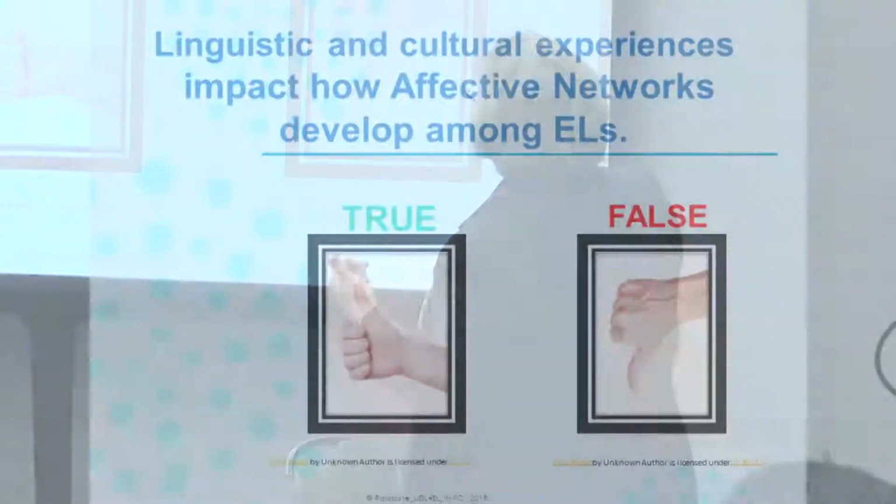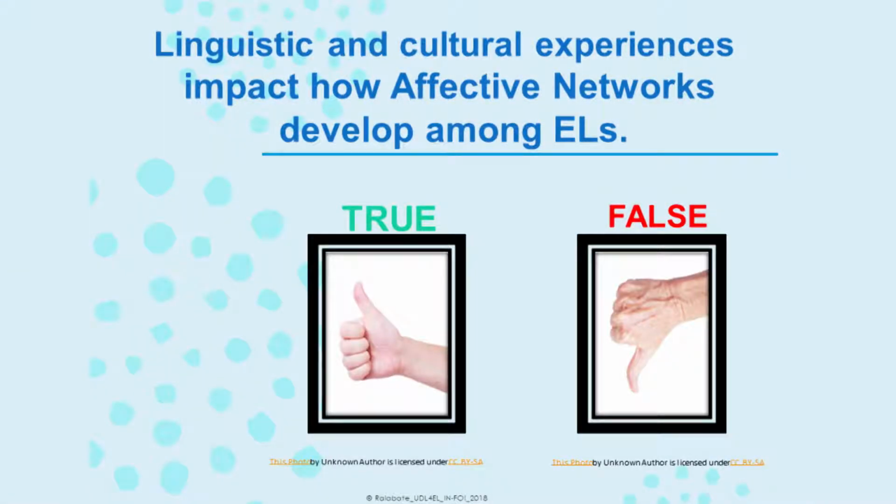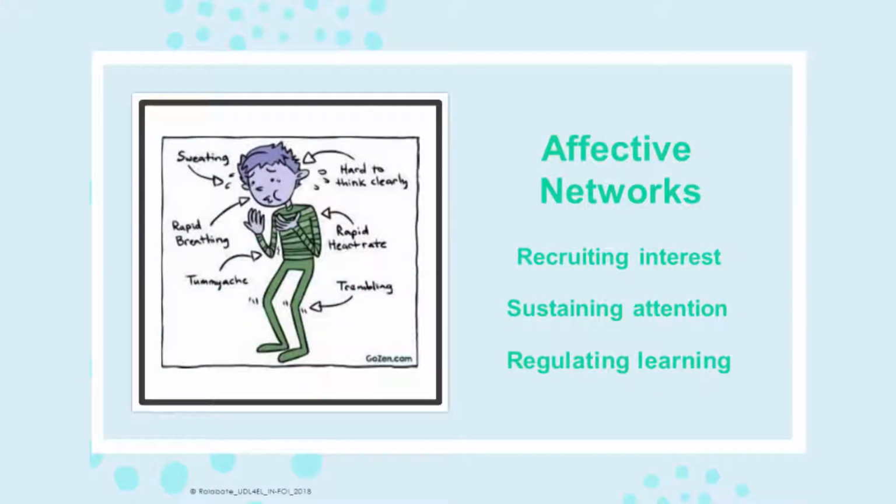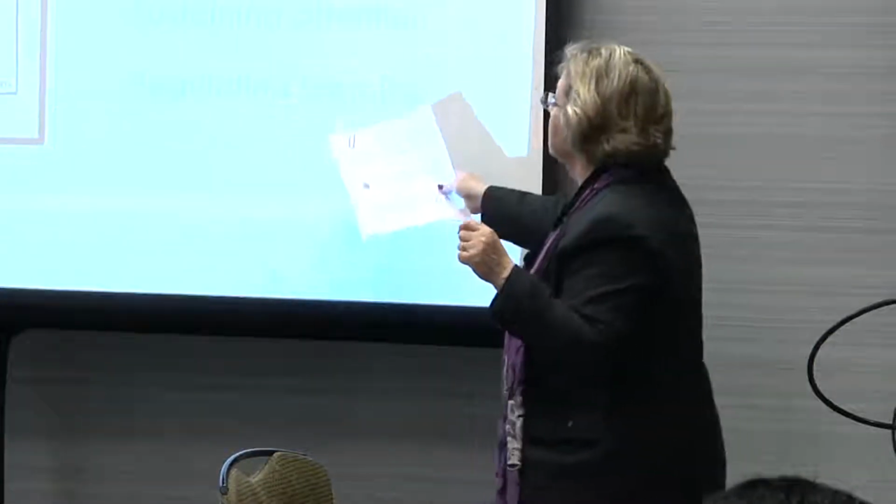Okay, true or false? What do you think? Linguistic and cultural experiences impact how the affective, the emotional networks in your brain develop for English learners. True or false? True? Okay, great. How about those affective networks? We're thinking about kids recruiting interest. If you're talking about something that's not particularly interesting to them, you'll have them for about 2 seconds, and then they lose interest for the rest of the class. You only have about 2 minutes at the beginning of any lesson to really recruit interest, frankly.